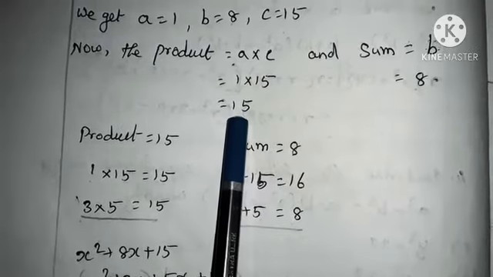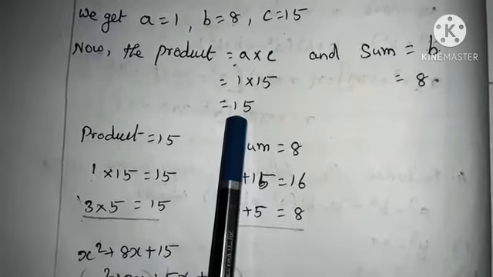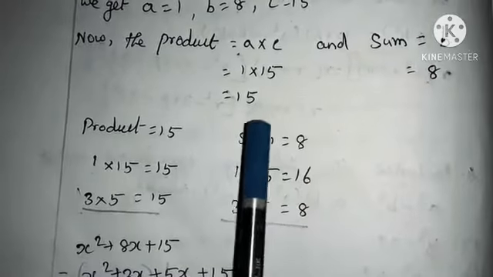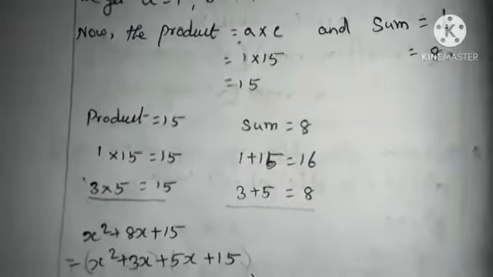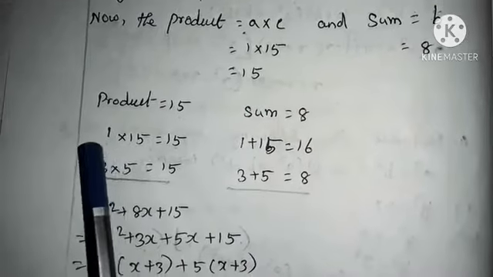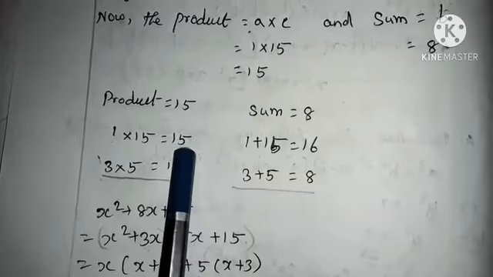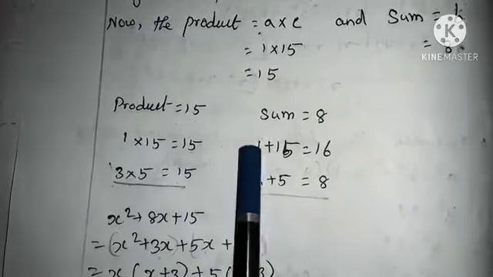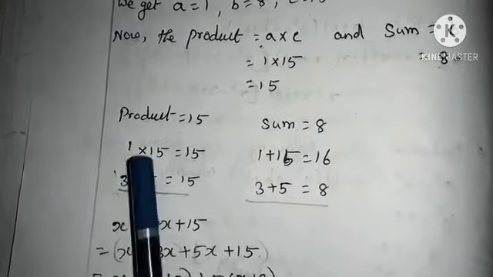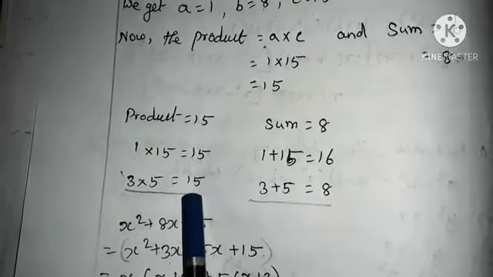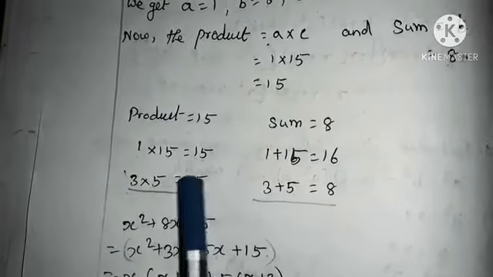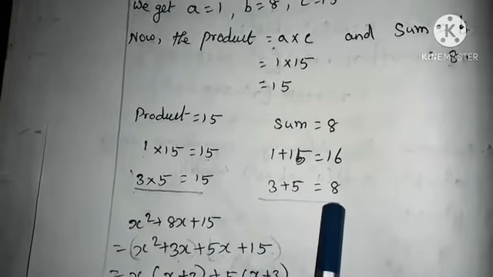With this product, we are going to find the factors. When we multiply the factors, we get the product 15, and if we add these two factors, we get the sum 8. The factors of 15 can be 1, 3, 5 and 15. If you multiply 1 and 15, we get the product 15, but if you add these two factors, 1 plus 15, we get the sum 16. That is not equal to 8. Next, we move to the next factors, that is 3 and 5. If you multiply 3 and 5, we get the product 15, and if you add 3 plus 5, we get the sum 8.